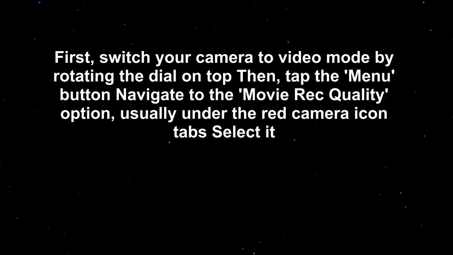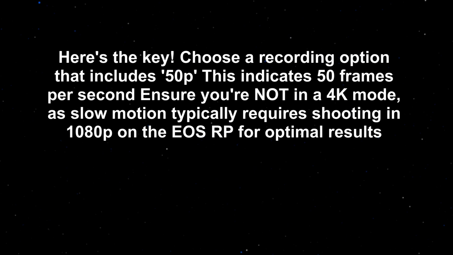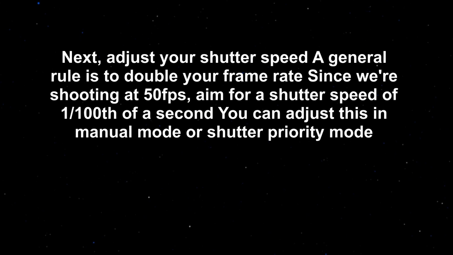First, switch your camera to video mode by rotating the dial on top, then tap the menu button, navigate to the movie rec quality option, usually under the red camera icon tab, and select it. Here's the key. Choose a recording option that includes 50p. This indicates 50 frames per second. Ensure you're not in a 4K mode, as slow motion typically requires shooting in 1080p on the EOS RP for optimal results.